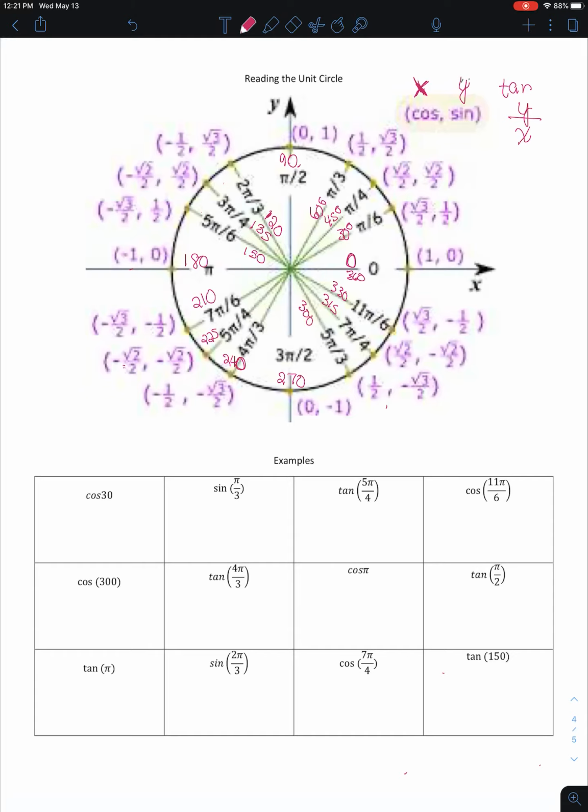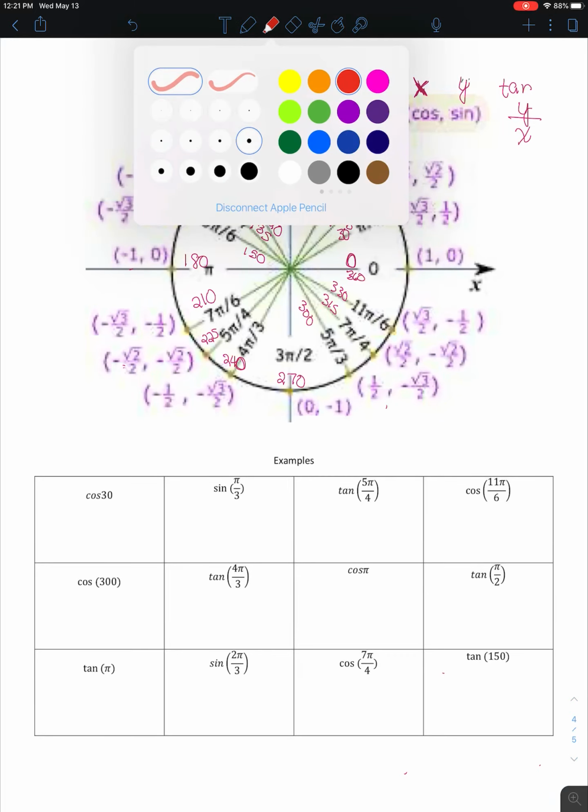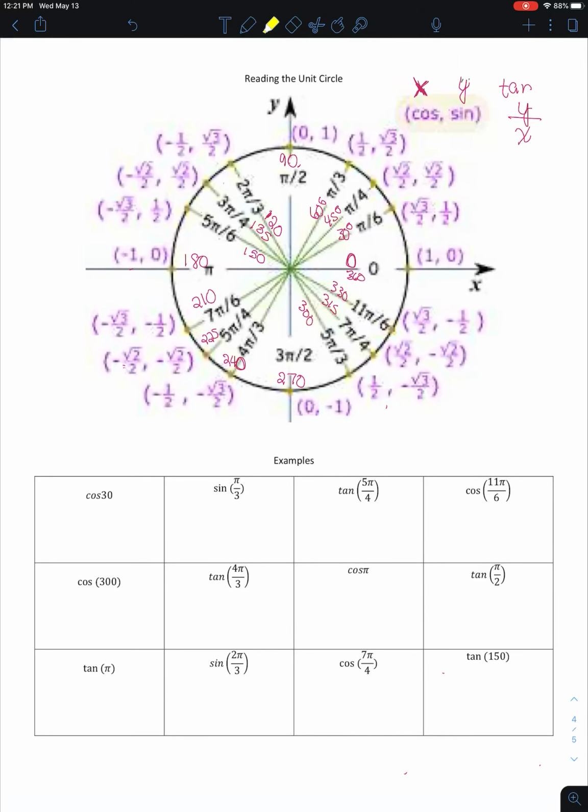So let's just start with an easy one. Let's start with cosine of pi over 6. So cosine is our x value. So what we want to do is locate 30 degrees, pi over 6, on our circle. The x value is square root of 3 over 2, and that's my cosine value. I find the x coordinate of that ordered pair, and so my answer is simply radical 3 over 2.